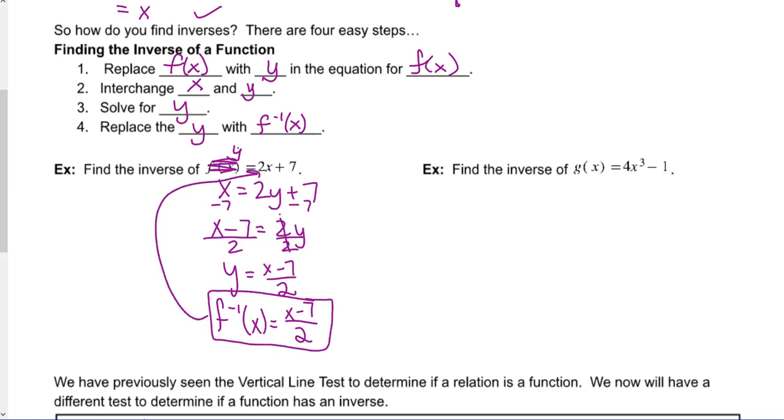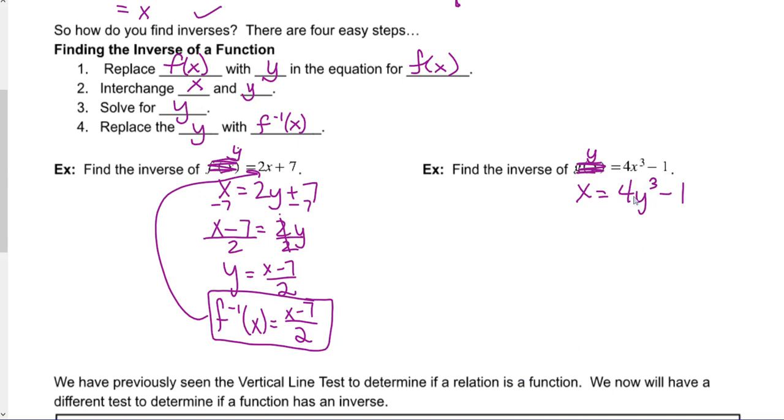Okay? All right, let's do that on this next one. Here I have g of x this time, so we're going to find g inverse. I'm going to take out the g, replace it with y. That's step 1. We're going to now interchange x and y. So wherever I see a y, I'm going to put an x. Wherever I see an x, I'm going to put a y. And then we're going to solve for y, which is step 3.